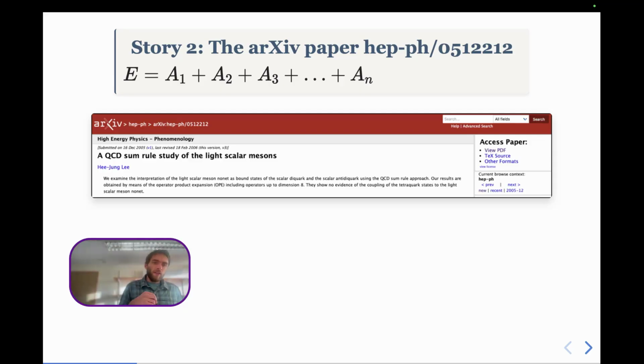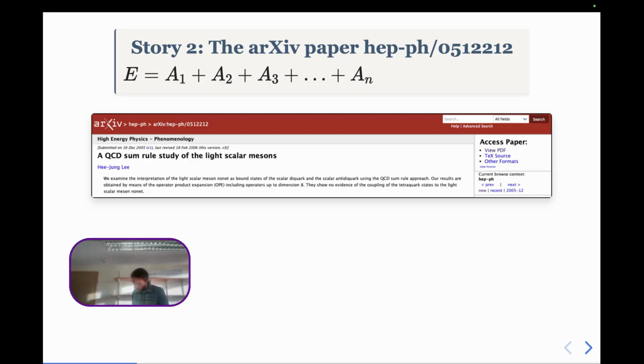QCD is a type of quantum dynamics. It basically governs the strong force. Mesons are a type of particle. We don't really care about any of the details. All I want you to know is that what Hee-Jung did in this paper is he calculated these terms, A1, A2, through to AN, added them together to get this quantity E.